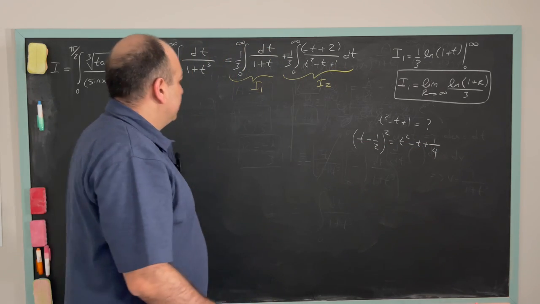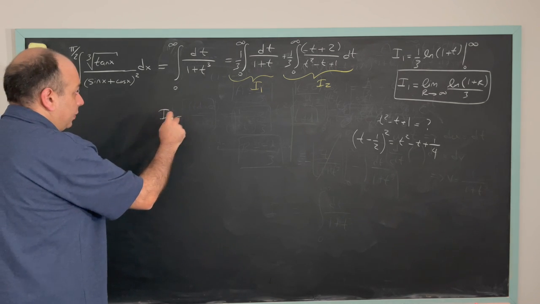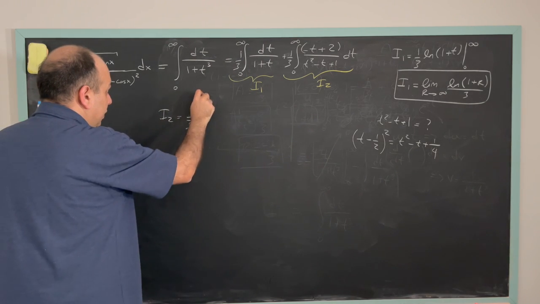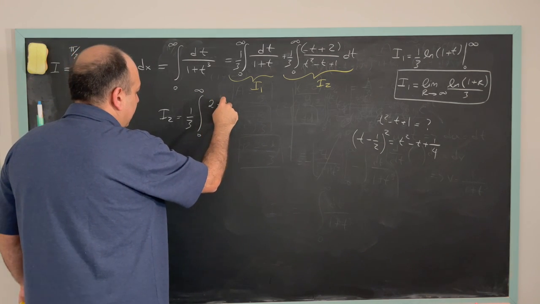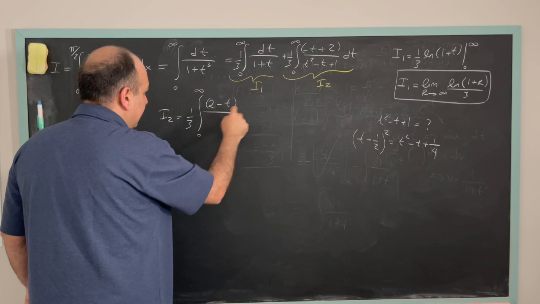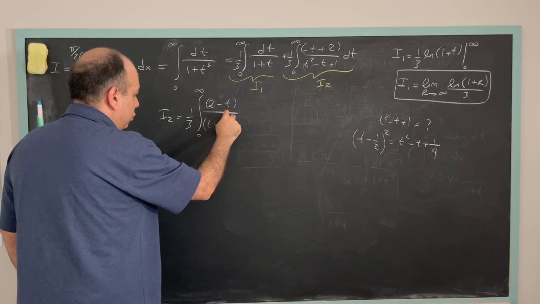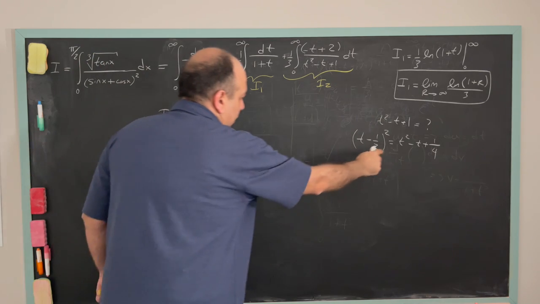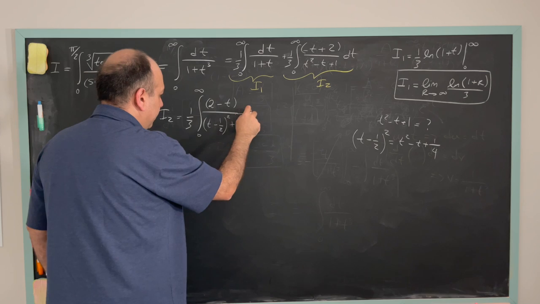Okay? So this integral I2 becomes 1/3 times the integral from 0 to infinity. So I have 2 minus t divided by t minus 1/2 squared, minus 1/4 plus 1 is plus 3 over 4, dt.